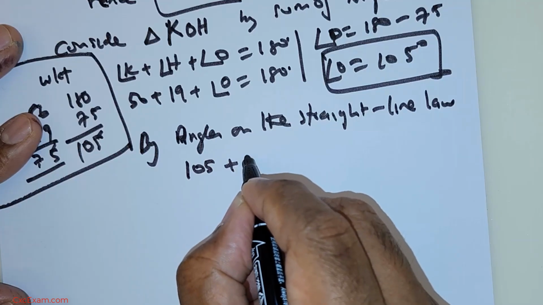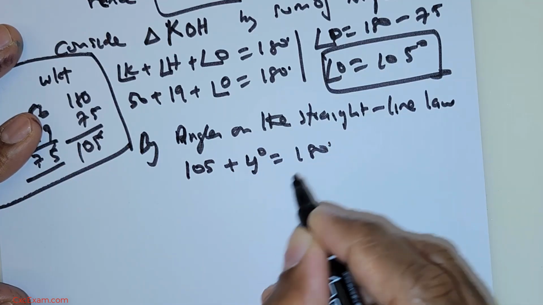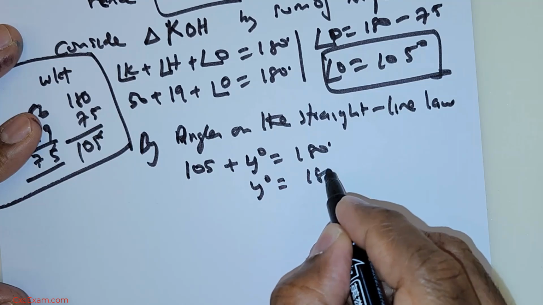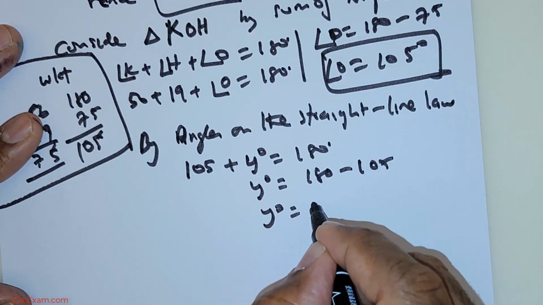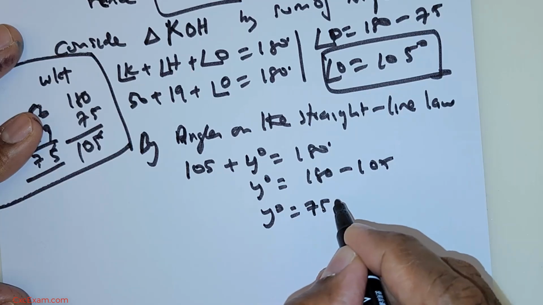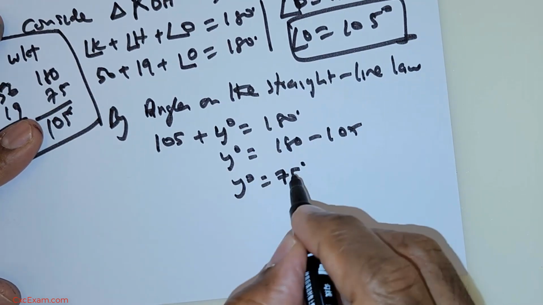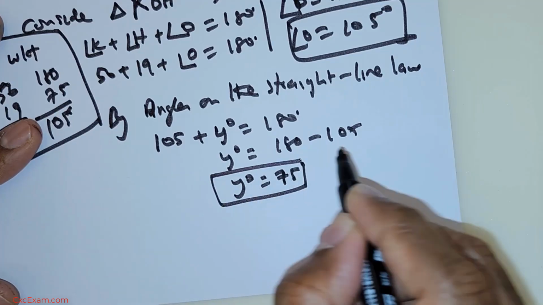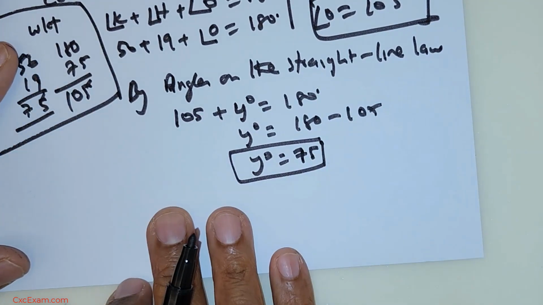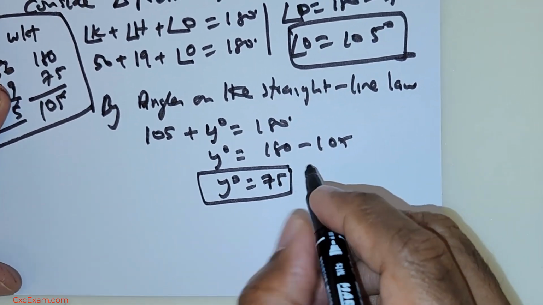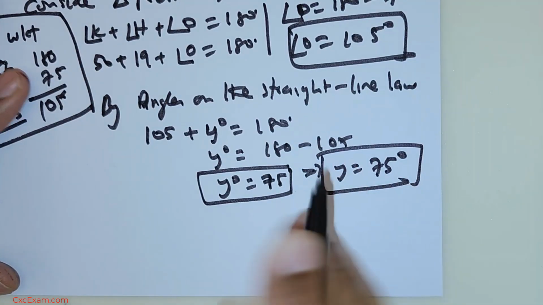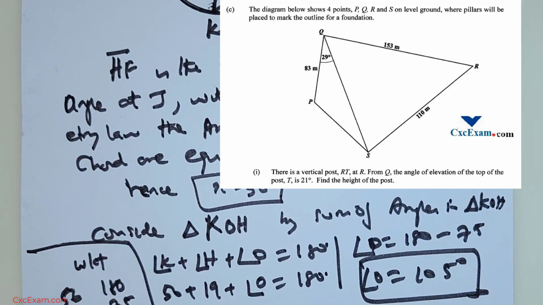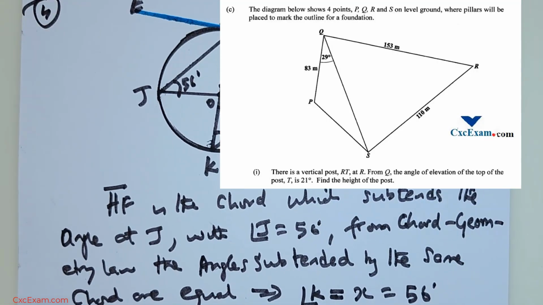105 plus y is equal to 180. So y is equal to 180 minus 105. So therefore y is equal to 75 degrees. I will just write y is equal to 75 degrees. Box this. So that is the conclusion for this lovely question.